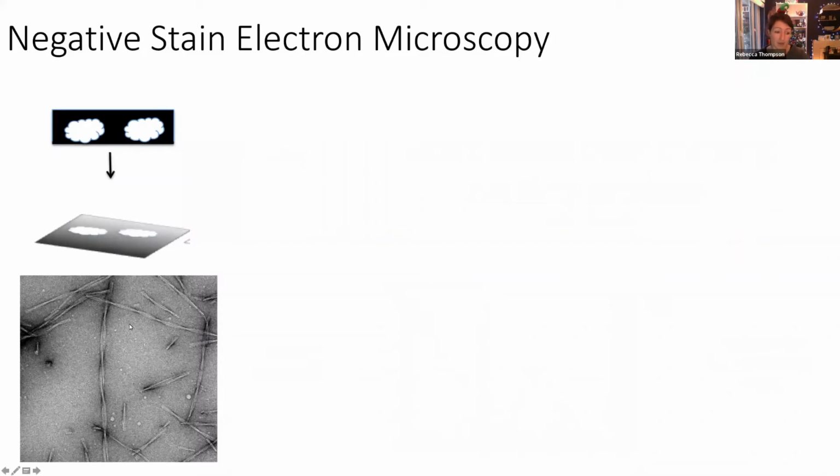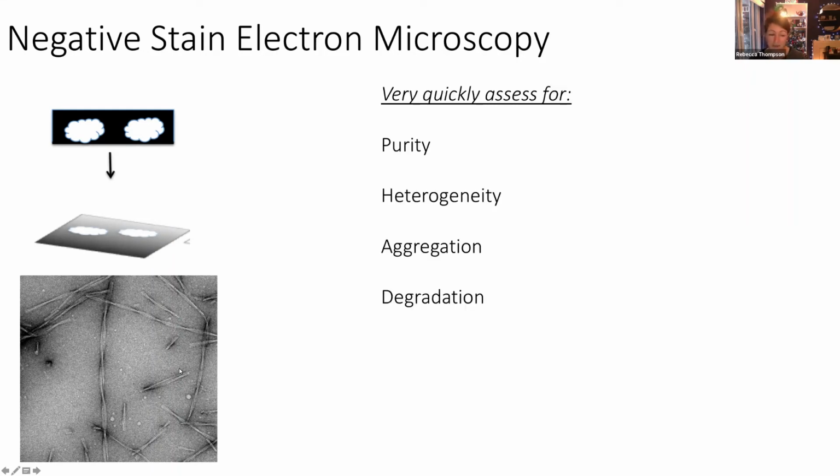So in this technique, we basically take our macromolecular complex. At the bottom here, this is an amyloid fibril, and we embed it in something like, well, normally uranyl acetate, but uranyl salt of some description. That gives us this kind of image here, and making this grid literally takes a couple of minutes to get it into the microscope. So you can very, very quickly assess for the purity, heterogeneity, aggregation, degradation of your samples.